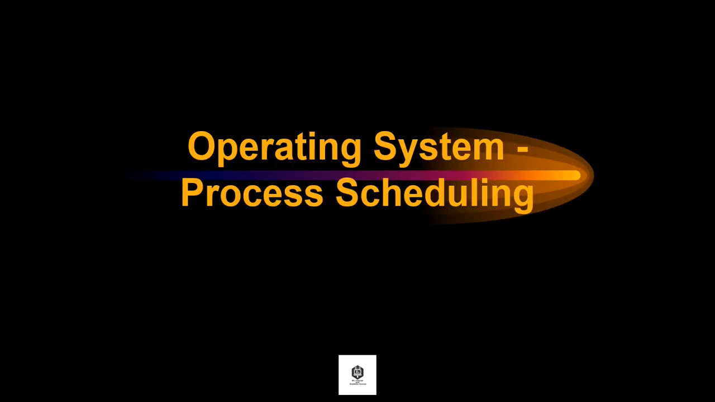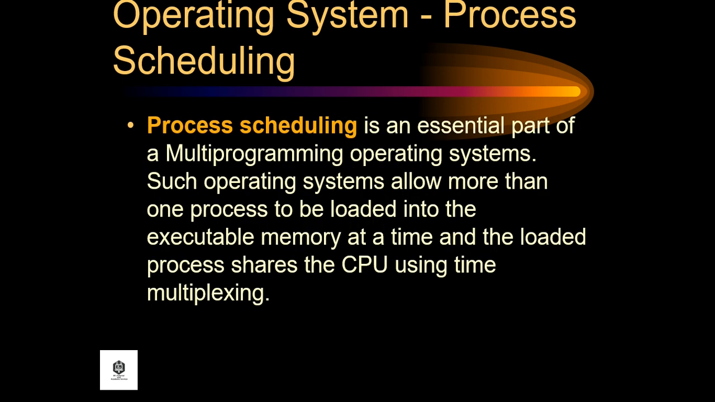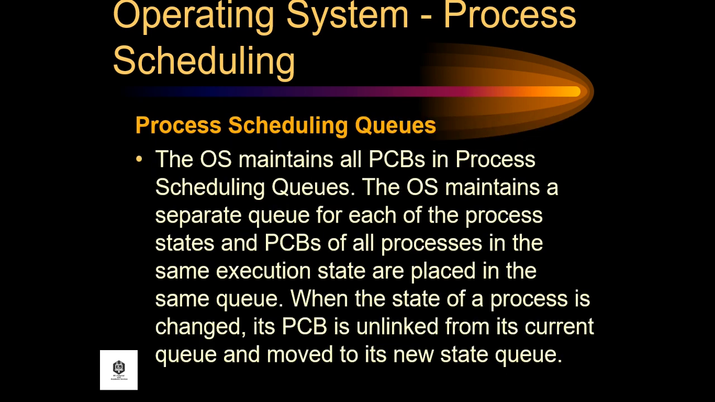Let's proceed to the operating system topic, which is process scheduling. Process scheduling is the activity of the process manager that handles the removal of the running process from the CPU and the selection of another process on the basis of a particular strategy. Process scheduling is also an essential part of multiprogramming operating systems. Such operating systems allow more than one process to be loaded into the executable memory at a time, and the loaded processes share the CPU using time multiplexing.